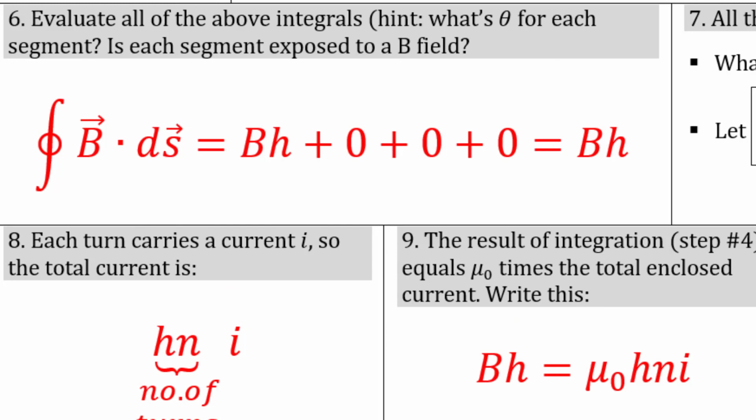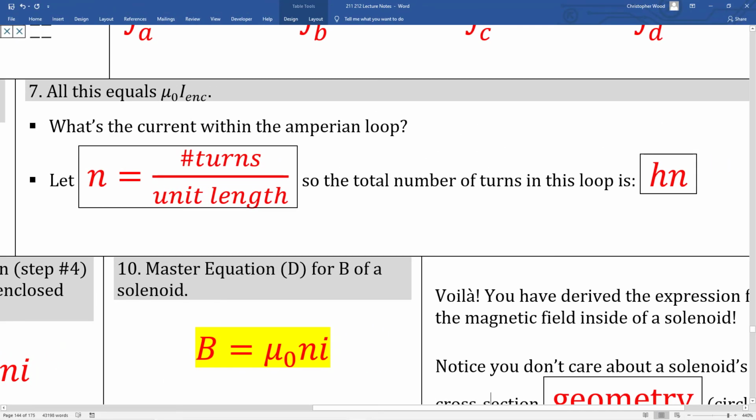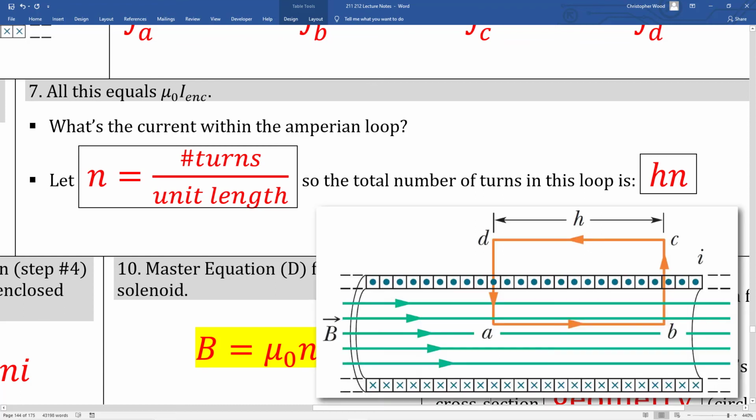That's the left side of Ampere's law. The right side is mu naught times the amount of enclosed current. Let's look at that in box 7. Within the Amperian loop, I'm capturing some number of turns per some unit length. If I solve for the number of turns, I'm using the unit length equal to H, which is given in the visual. So box 7 is giving me the number of turns enclosed by my Amperian loop.